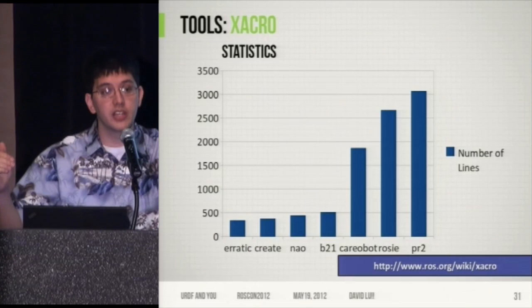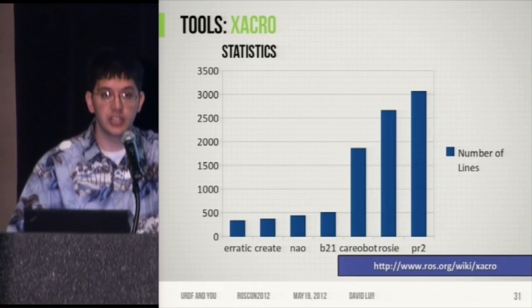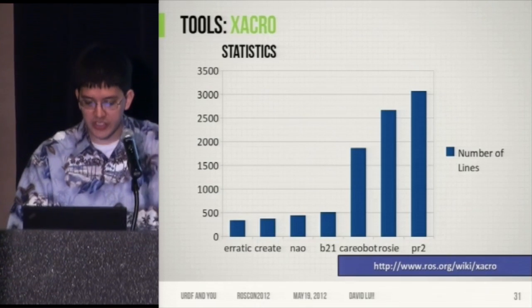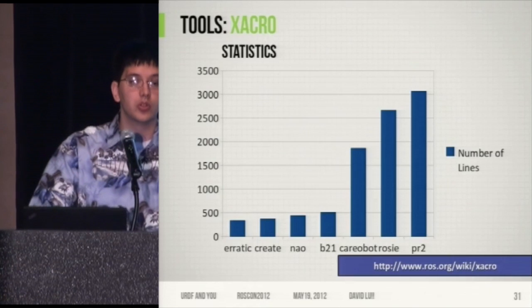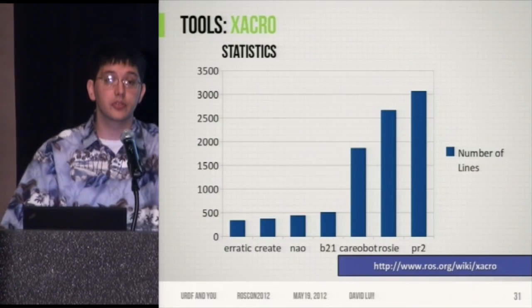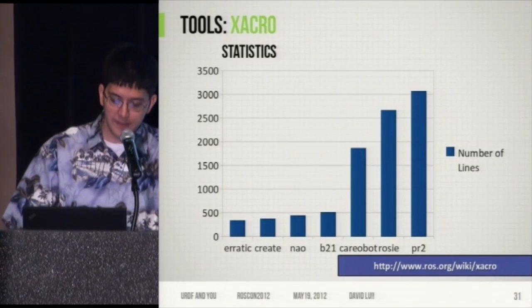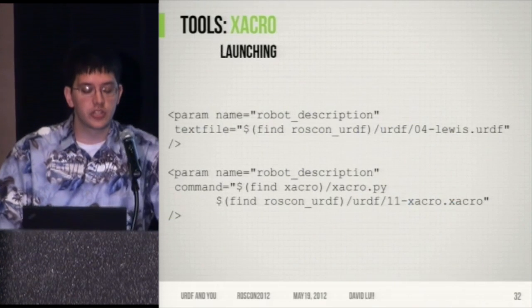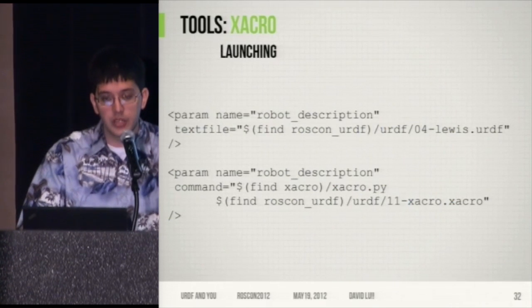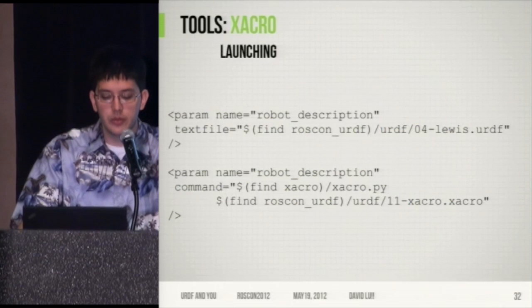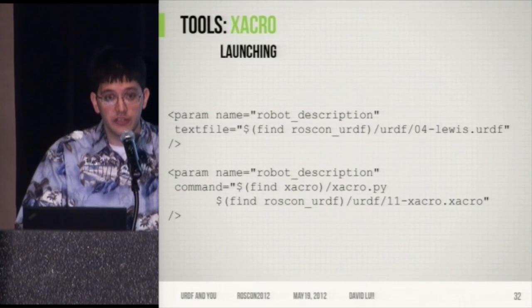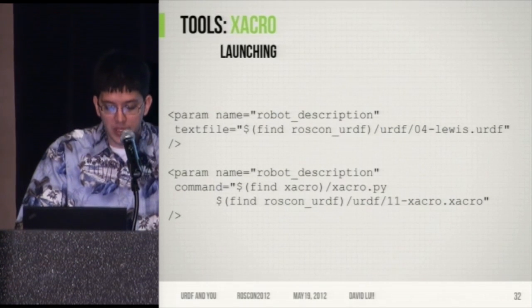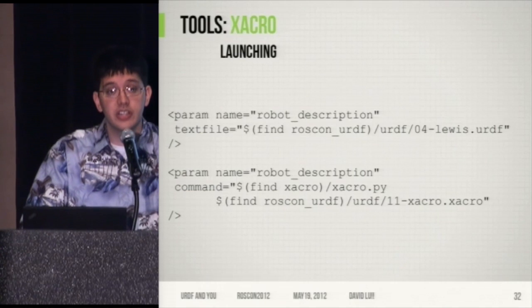And so if you were to write out the entire thing, you would have to input it in twice. And so Xacro is a macro tool that allows you to get around a lot of those problems. It's used very similar to URDF. So the top is the launch file line that you would use to load a URDF file into the parameter server. And the bottom is how you do it to load a Xacro URDF into the parameter server.